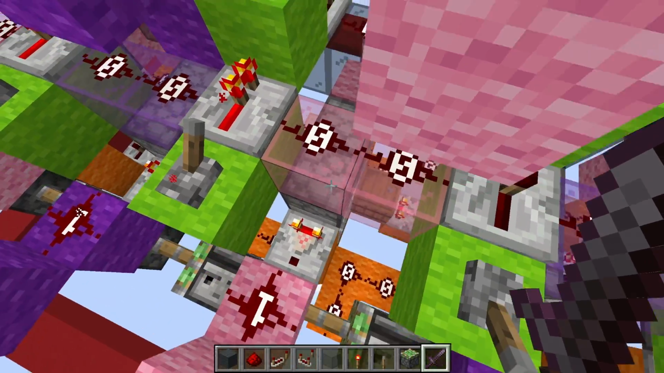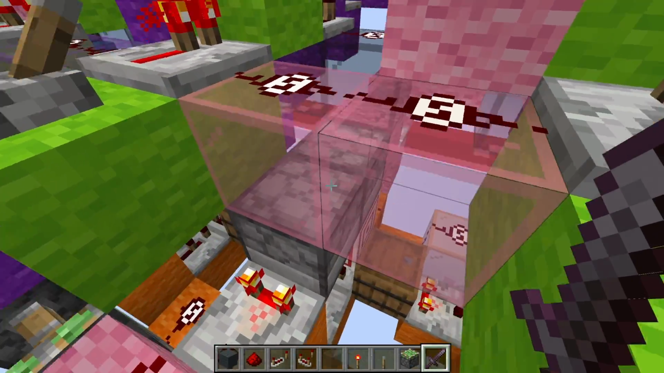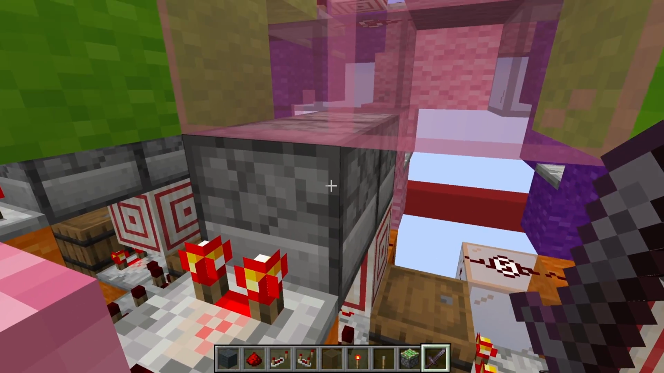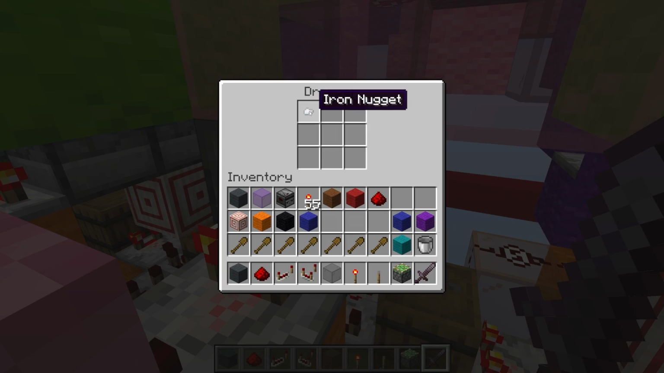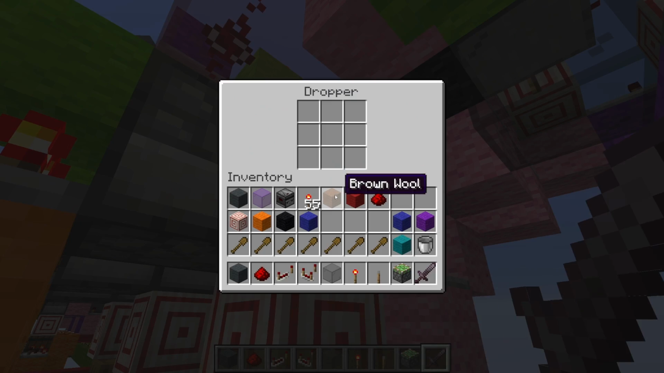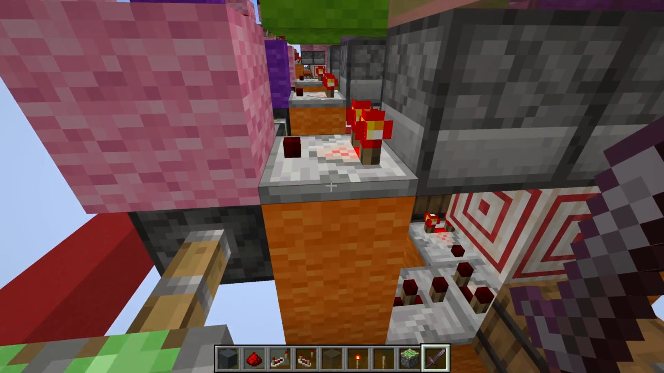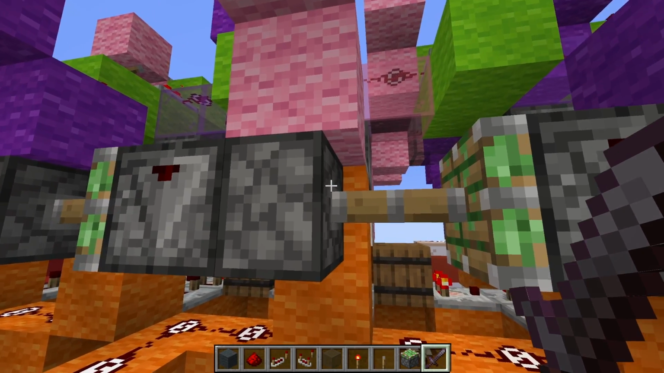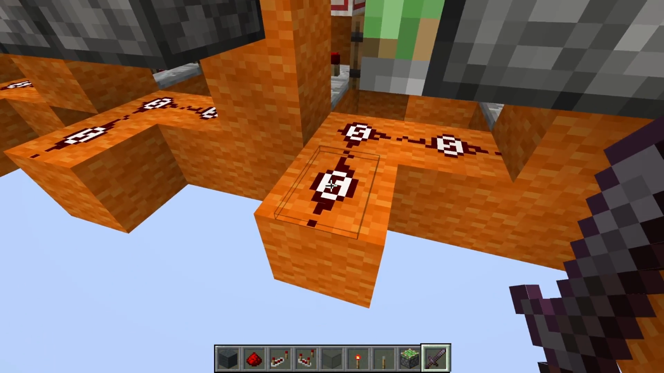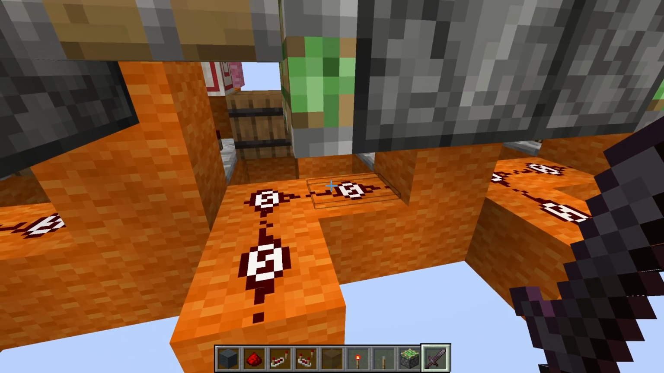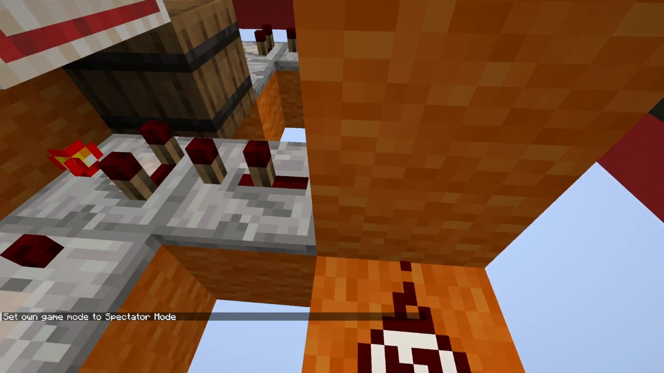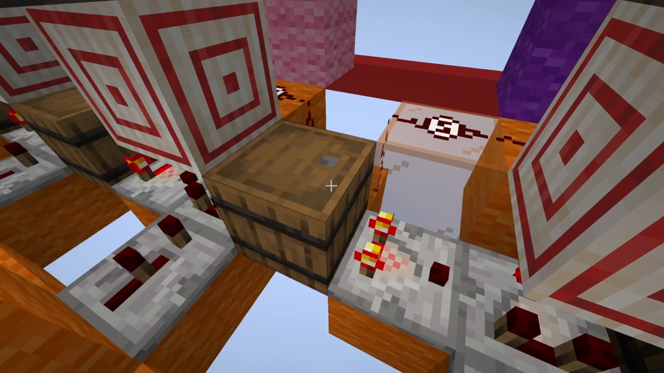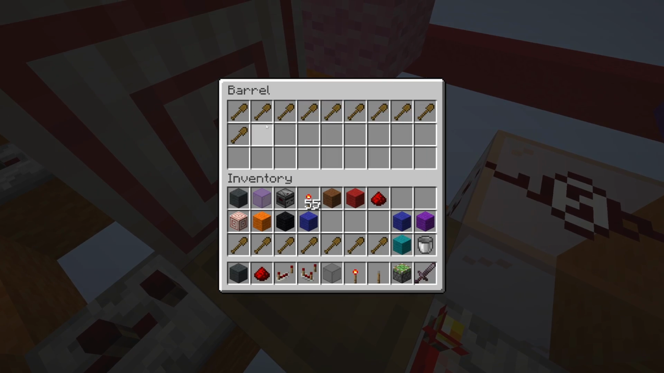Now, since they're on glass, right, it is preventing the quasi-connectivity with this dropper, so it only powers this dropper here, which will kick this iron nugget into this dropper, which will turn off this comparator, stay with me here, which retracts this piston, which will send a pulse into this L-shaped line of redstone, which will send a pulse through this comparator, which is actually being subtracted by this barrel here. We'll get to that in a second.